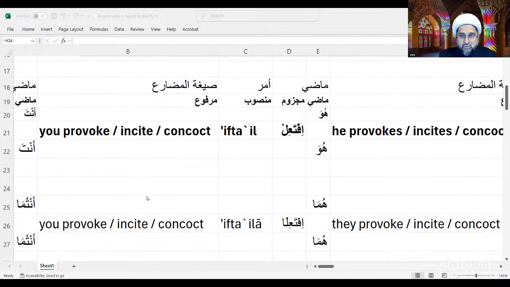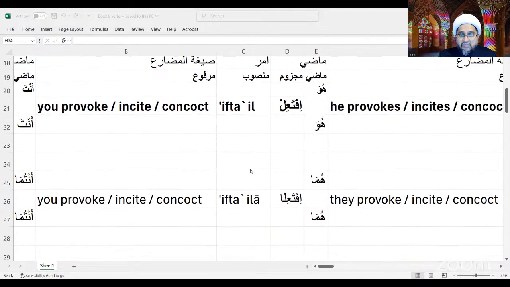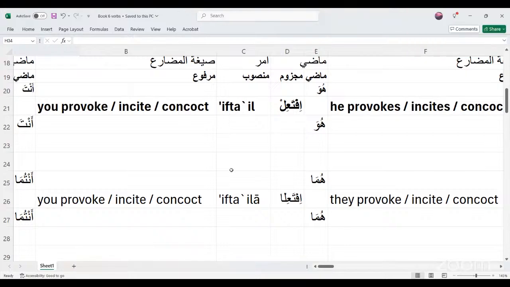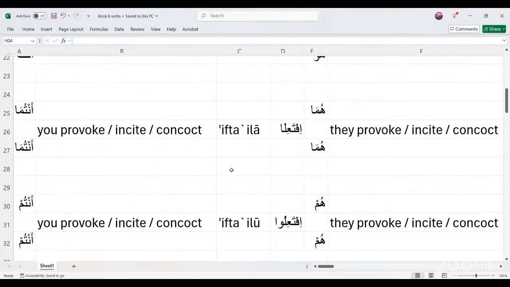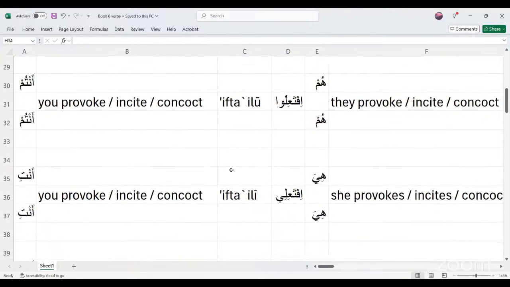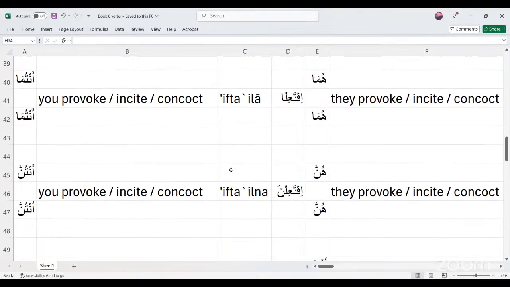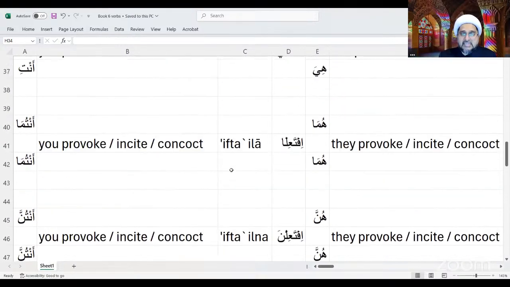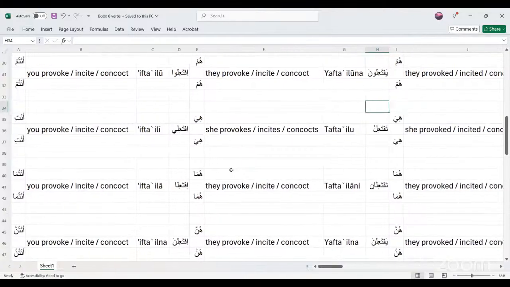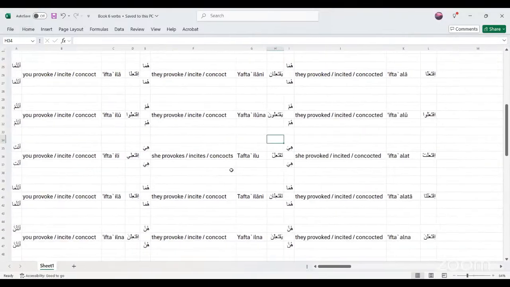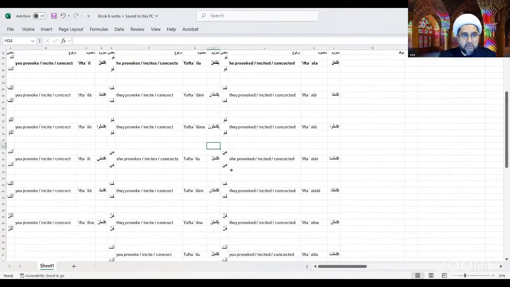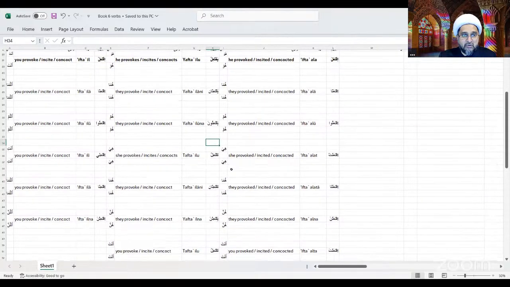Let me just bring it onto the screen. So the command, the alif here, after dropping the ta of the present tense, the alif of the past tense reappears. So it's ifta'il. Continue. Ifta'il, ifta'ila, ifta'ilu, ifta'ili, ifta'ila, ifta'ilna. Excellent. Is this clear for you? Yes. Any questions from anyone at the moment? Sister Sadiqa, is this clear for you?